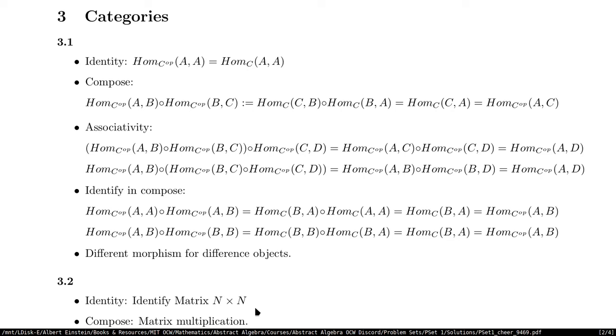So you have to show that it satisfies the axioms for the category. So you have to show that there's the identity, composition, associativity, and the identity is unique for compositions. And yeah, you just really use the definition for this to proceed forward.